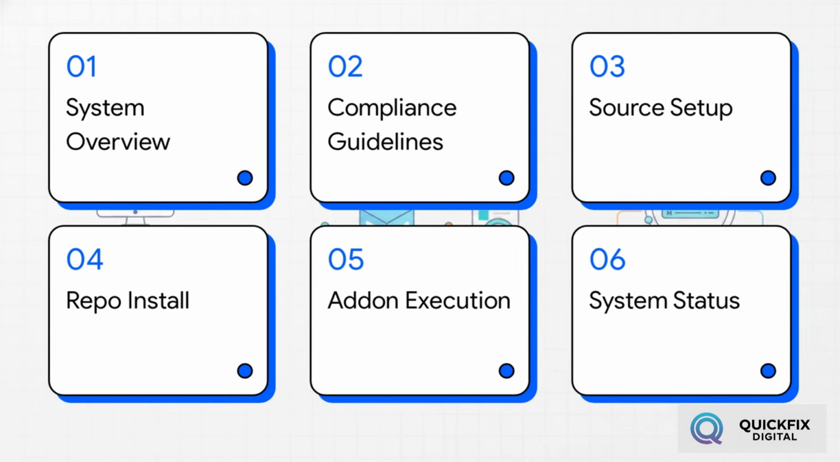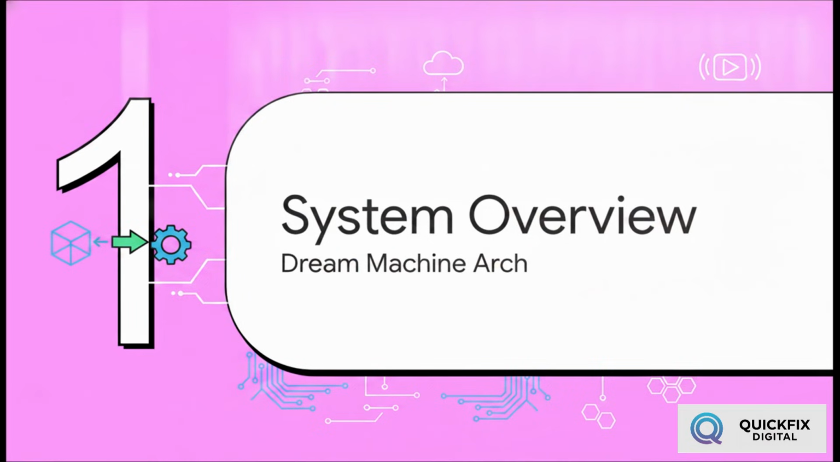All right, here is our roadmap for today. We'll kick things off with a quick system overview, touch on compliance guidelines, and then hit the 3 installation phases: source setup, repo install, and add-on execution. Finally, we'll wrap up by checking the current system status. Let's get right to it. Starting things off with Section 1, our system overview.